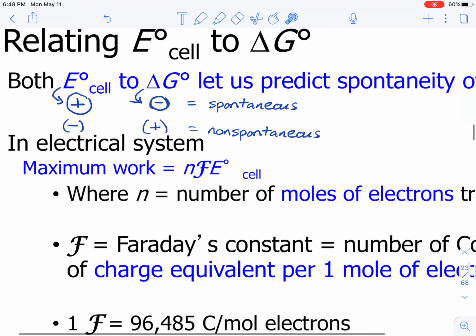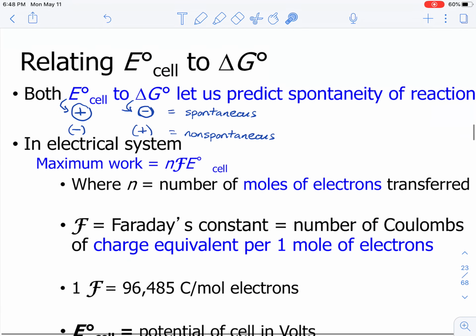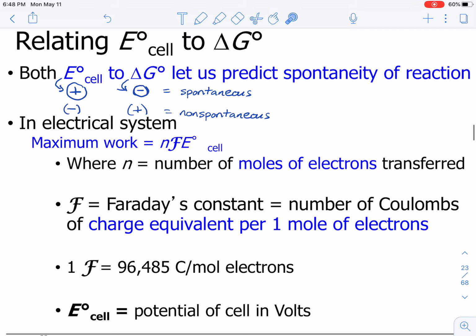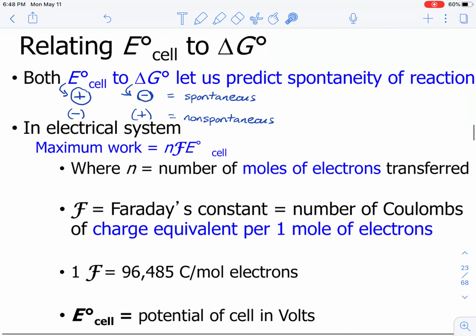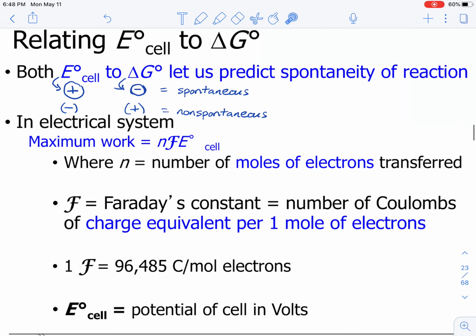All right. Now that we've gone over the signs for what it means to be spontaneous under the standard cell potential and the change in Gibbs free energy, let's talk about how the cell potential under standard conditions can be related to the change in Gibbs free energy.